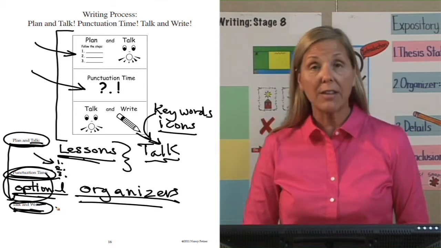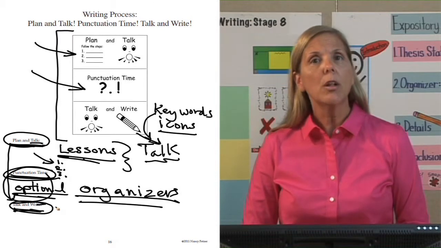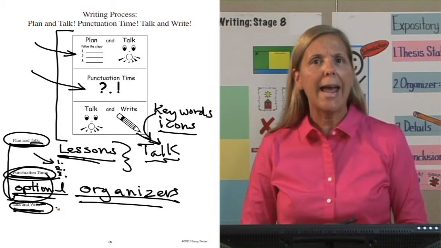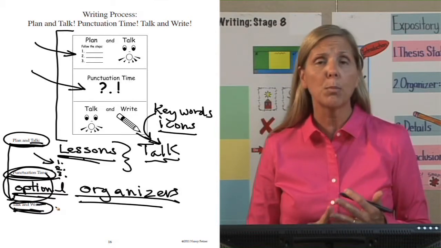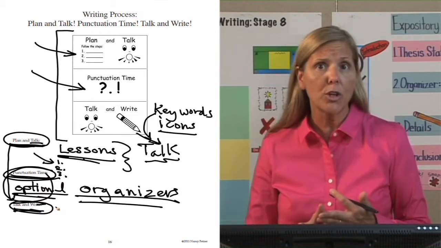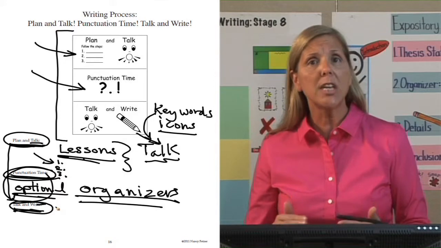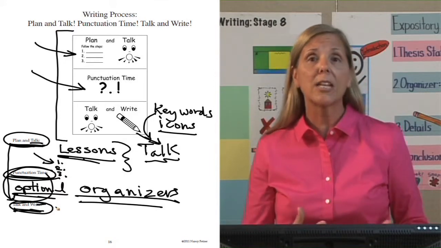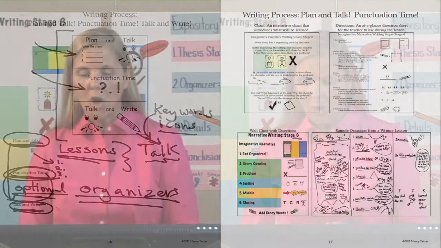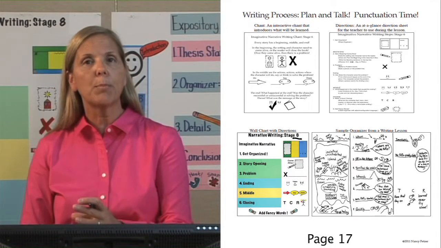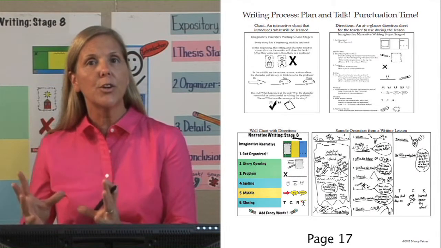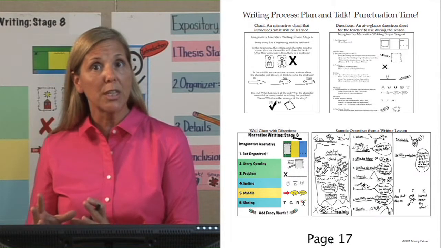Let's look at page 17 so I can show you the tools that you will have in all of your writing lessons, whether it's narrative, informative, explanatory, or opinion or argumentative writing, so that you can teach students this plan, talk, write process. On page 17 is an example of how I've configured all of my chapters in this book.